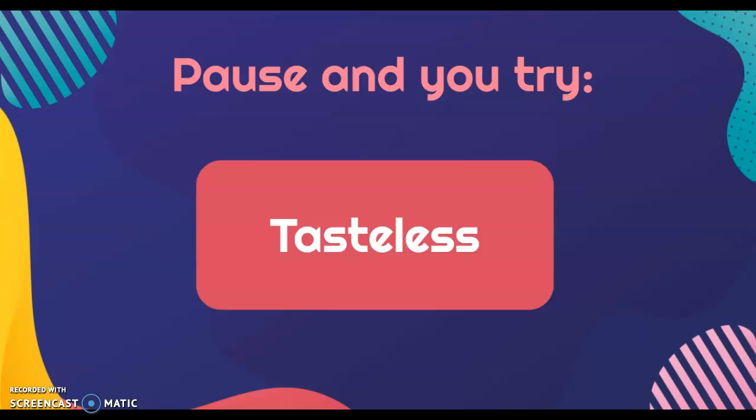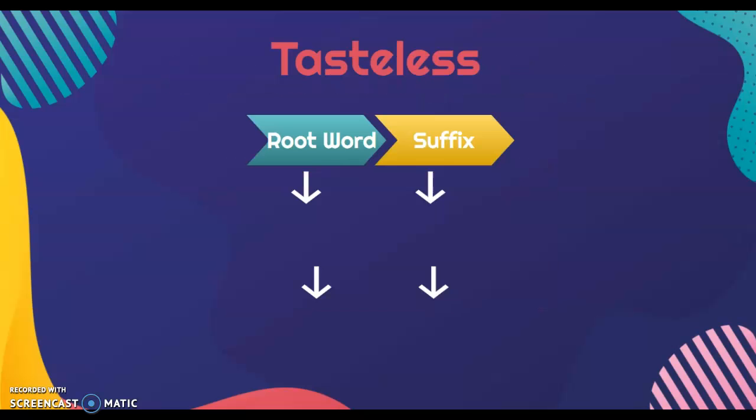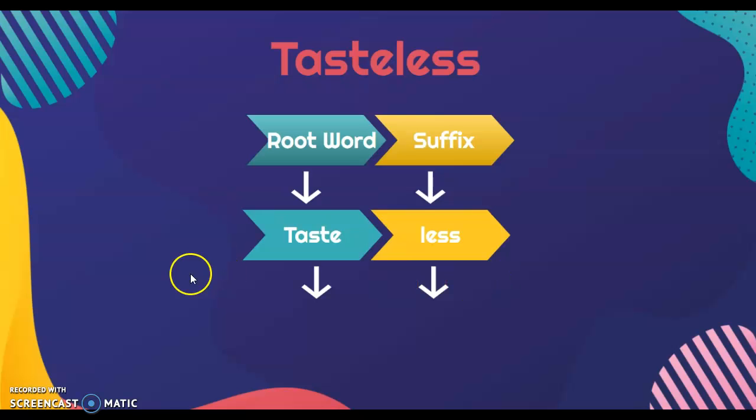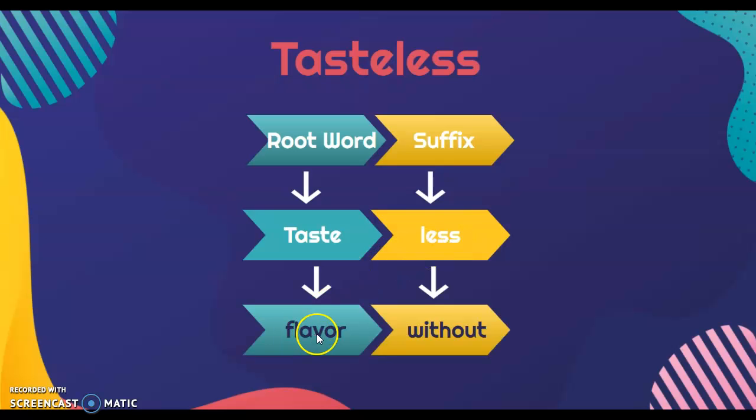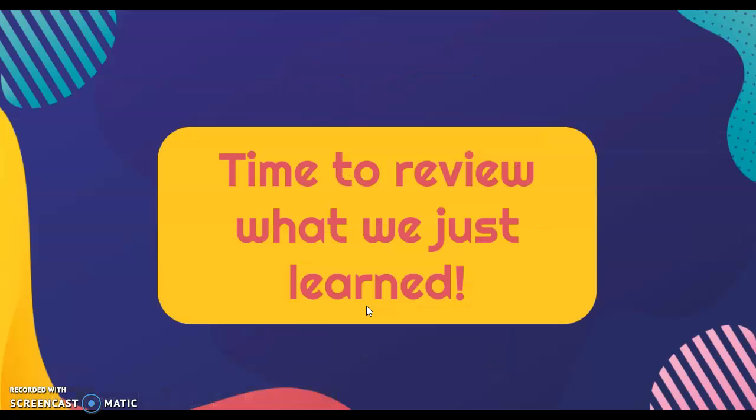Let's pause again and you try the word tasteless. Restart once you have defined the word. Let's see how you did. Tasteless is one of the words that doesn't have a prefix. It's just a root word and a suffix. So the root word of tasteless is taste, and the suffix is less. So taste means flavor and less means without. So tasteless is something without flavor.